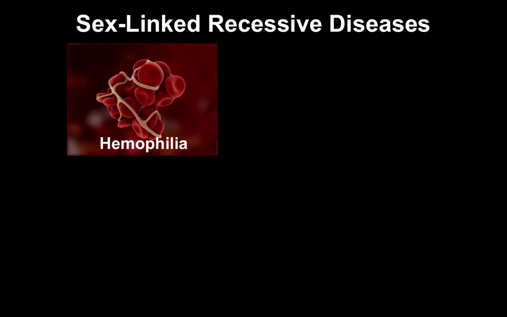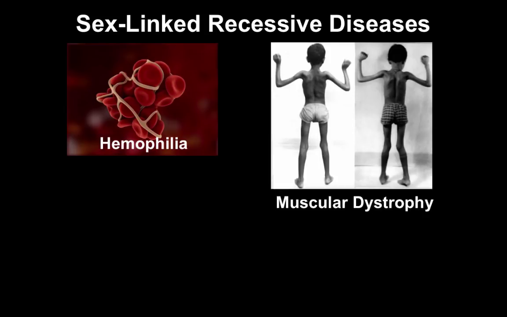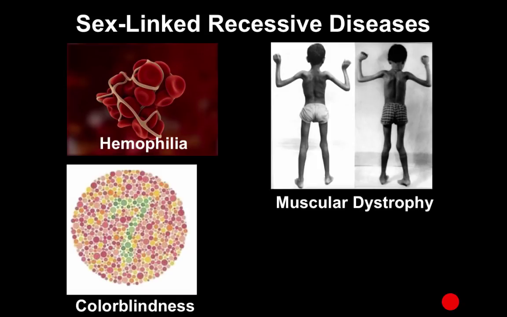So in hemophilia, your body does not make a certain protein that helps it clot. Muscular dystrophy, as you can see, ends with the individual's muscles going away, and generally these individuals die in childhood. And if you don't see a number here, you have red-green color blindness.